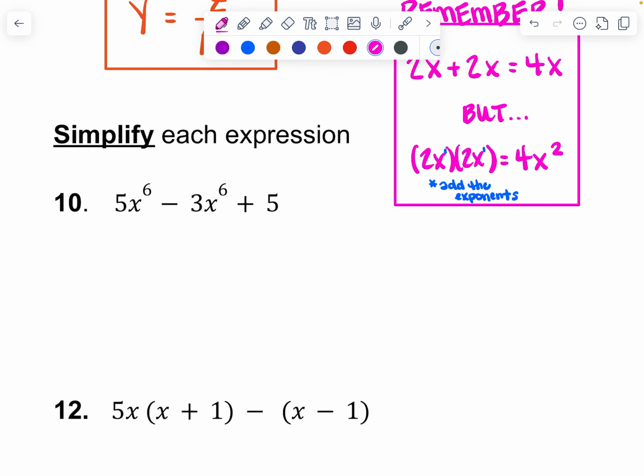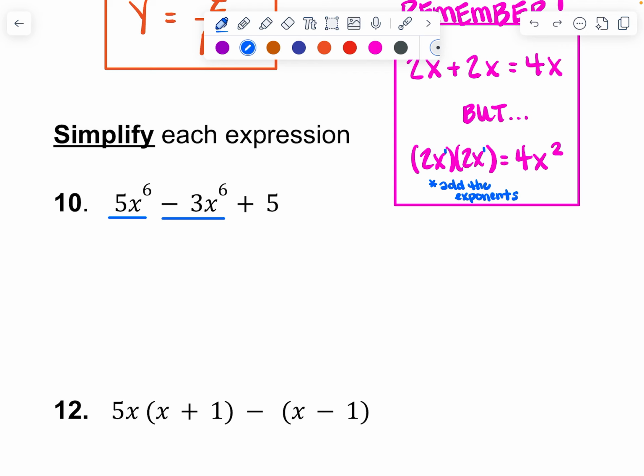Number 10 says simplify each expression. Okay, well, this is clearly just an addition and subtraction problem. So literally this is just a combining like terms question. So you're asking yourself, are there any like terms? Well, this is an x to the 6th term. Are there other x to the 6th terms? Yes, there's another one right here. This guy's a constant, and I don't see any other constants. So he's just going to come down into my answer.